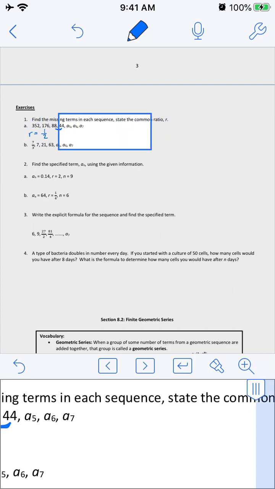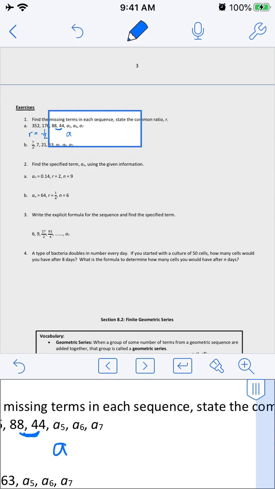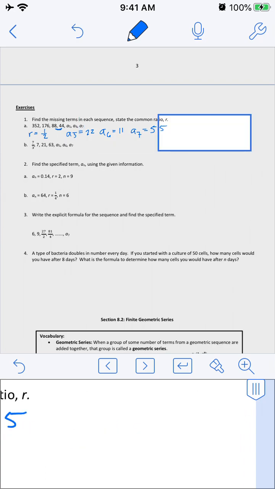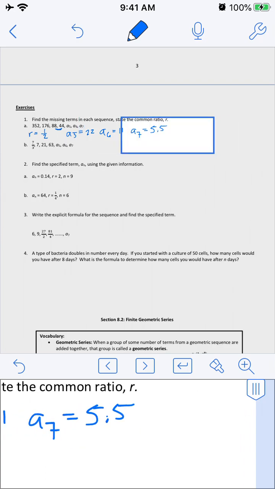Fabulous. We stated the common ratio. Now I can find A5, A6, and A7. Divide 44 by 2, or multiply 44 by 1/2, same thing. 22, then 11, one more time, 5.5. And we have found it.